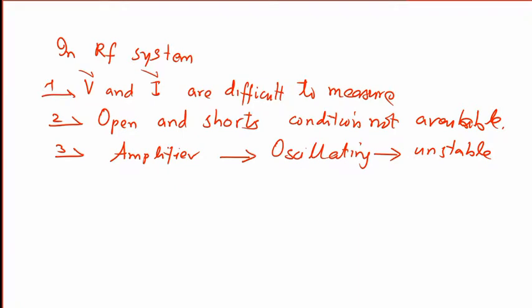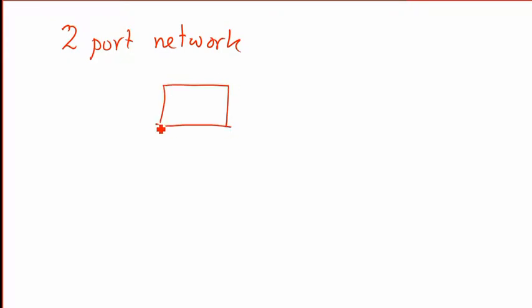Now we come to what S parameters are. Consider a two-port network. NW stands for network. It has two ports. This is port 1 and this is port 2.